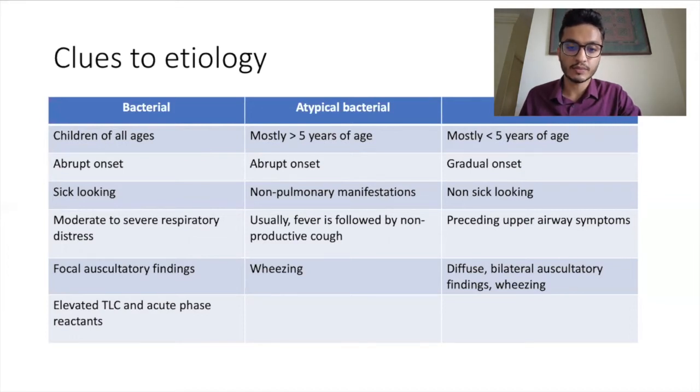An atypical bacterial pneumonia is seen more commonly in children more than 5 years of age, has an abrupt onset, and is associated with non-pulmonary manifestations. A very distinct feature is that the fever is seen first, which is followed by a non-productive cough. And on examination, you do get wheezing heard bilaterally. A viral pneumonia, however, is a gradual onset pneumonia. The child is not very sick looking, has preceding upper airway symptoms, and the findings that you get on auscultation are usually diffuse.